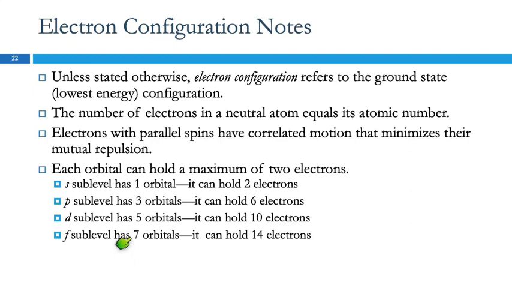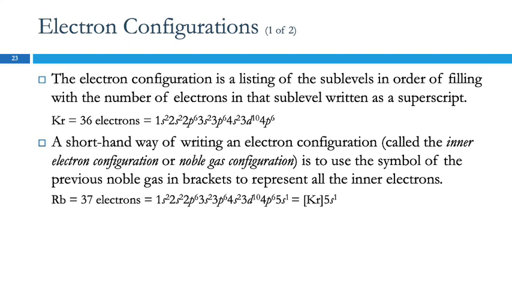Each of these orbitals is like a bed. Each can hold 2 people, 2 electrons, so that would be 14 electrons possible in that F room. So the electron configuration is just a listing of those sublevels in the order of filling, lowest energy to highest energy. And then how many electrons are there is indicated by this superscript.